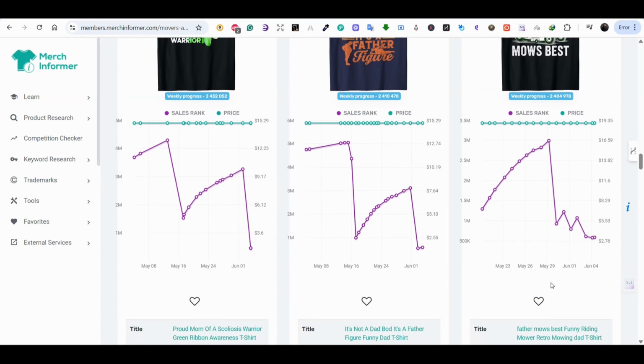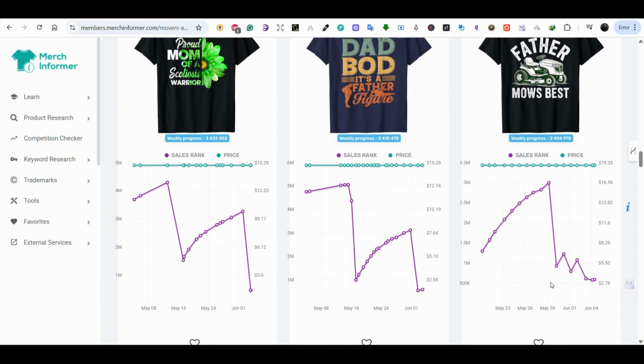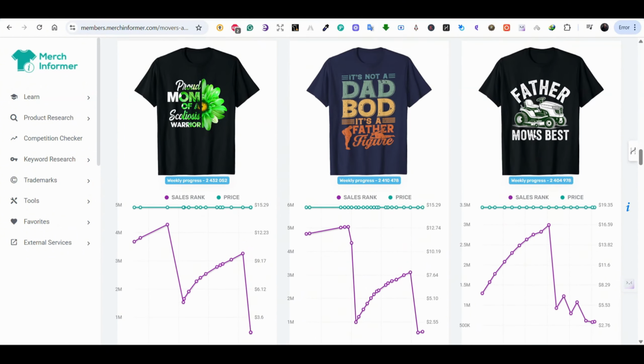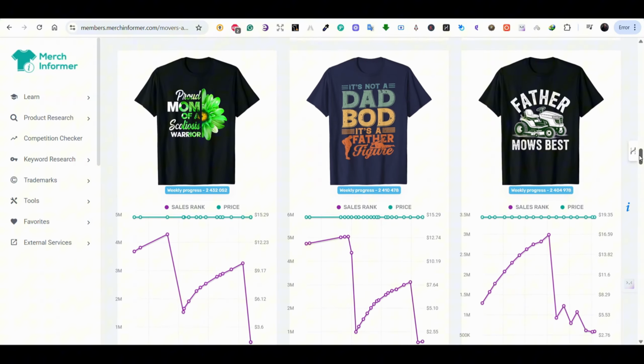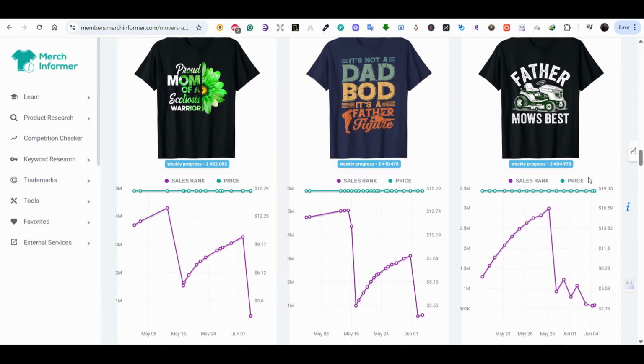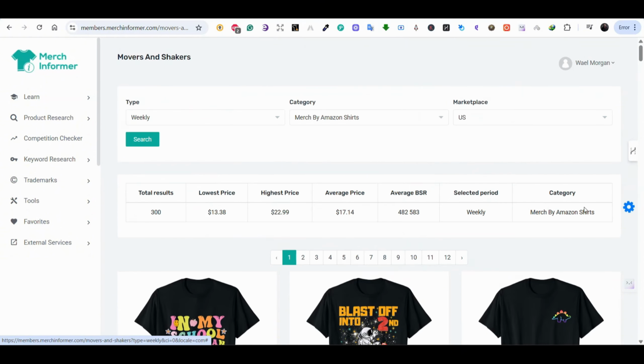All these designs under the movers and shakers are great opportunities to check because of the sudden increase in sales, which indicates a sudden trend or a sudden movement due to a trend or a specific event. So this design, it shows that the sales were lower until May the 29th, and then there is a sudden increase in sales on the 29th.